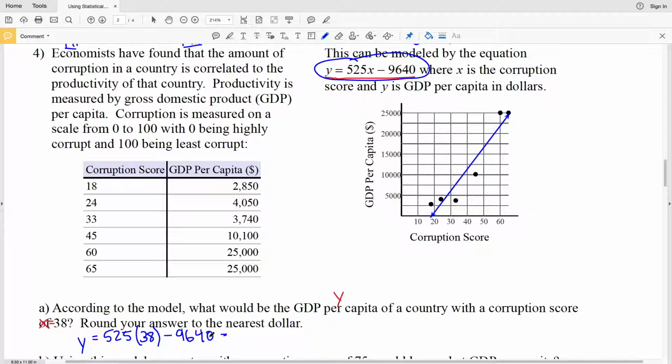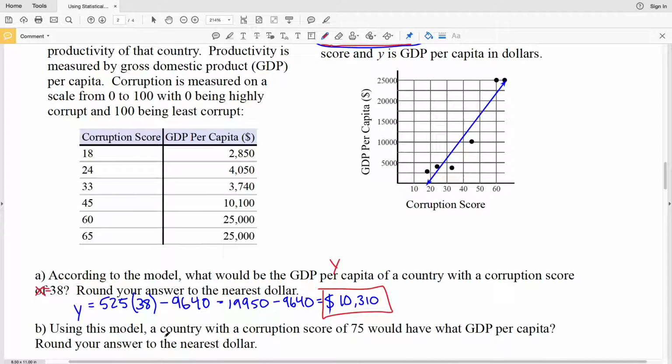So 525 times 38 equals 19,950, and from that, we're taking away 9,640. And that will give us an answer of 10,310, and our gross domestic product is in dollars. So our label is $10,310. That is our solution for part A.